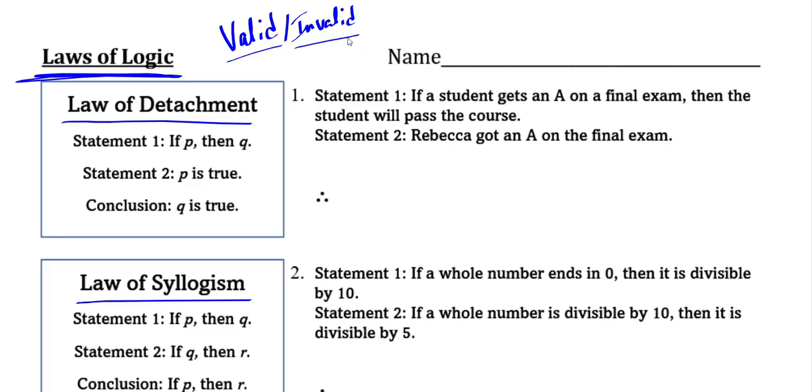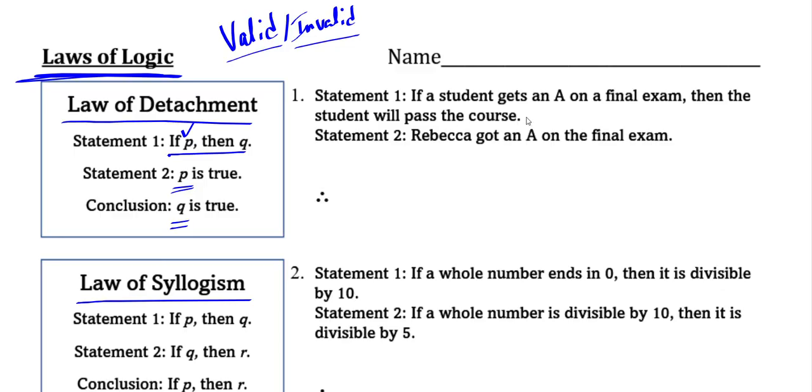So the law of detachment is the simplest one. If P then Q, that's just a normal conditional statement. That's our first statement. Any conditional statement. Statement number 2 is saying that P is true. Basically saying, yes, this is true. Then we can conclude that Q is true. So if you know the hypothesis is true, the conclusion is also true.